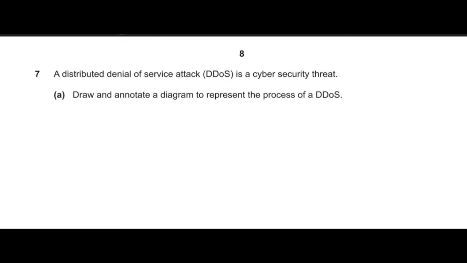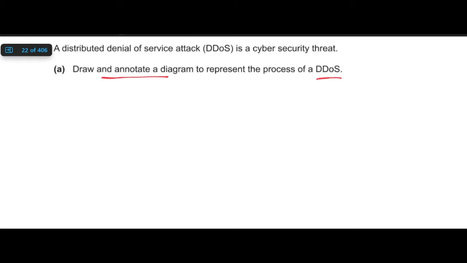Question number 7. A distributed denial of service attack or DDoS is a cybersecurity threat. Draw and annotate a diagram to represent the process of a DDoS attack. In the DDoS attack, we have four things. One is the hacker. Let's say this is the hacker. He's an evil guy.